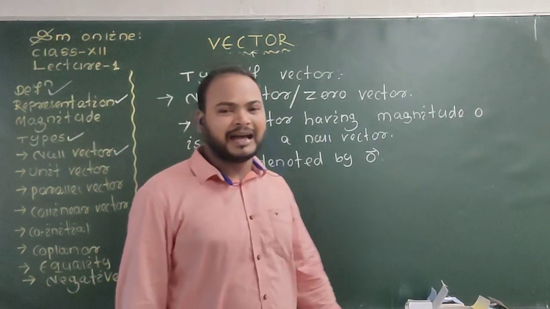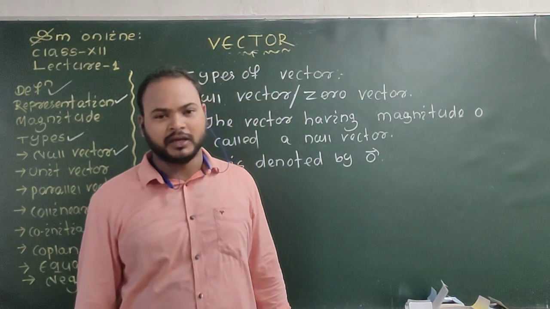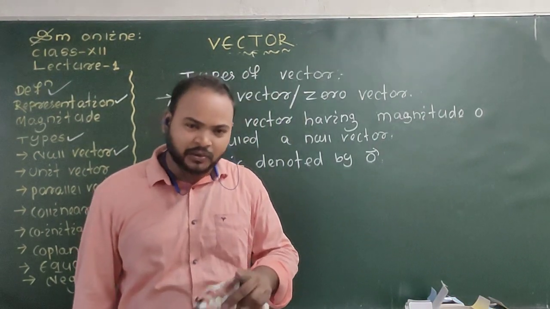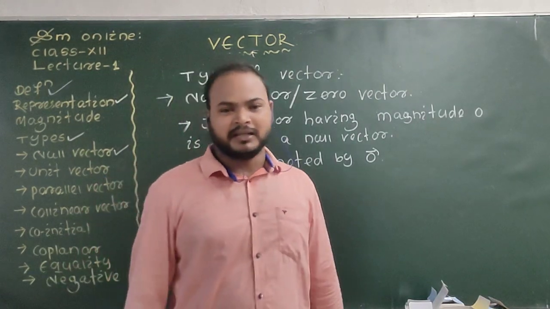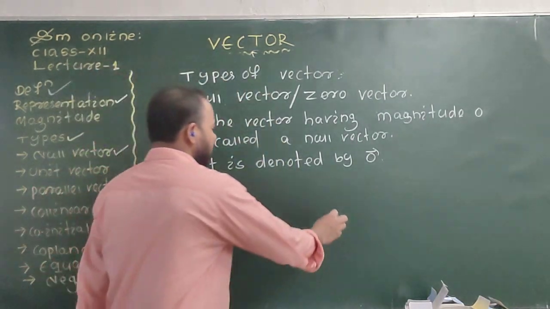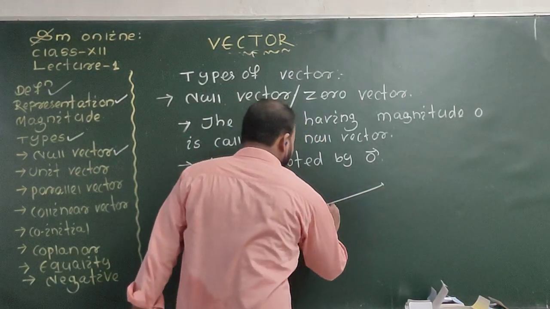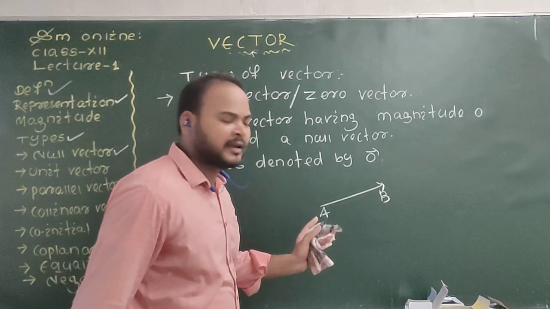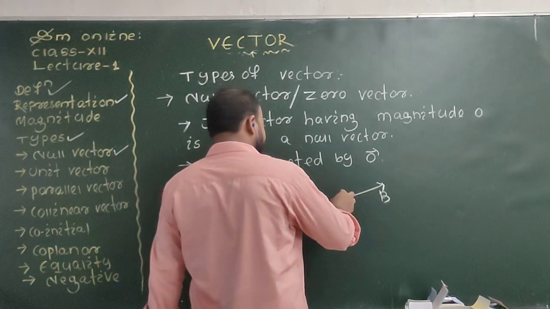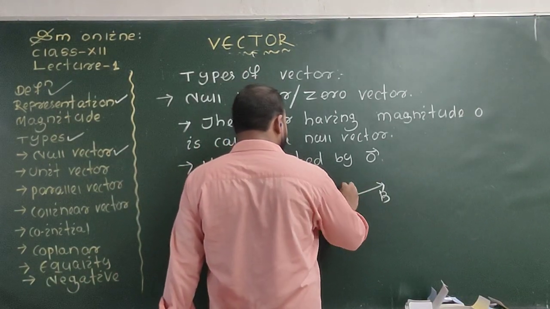That direction is called arbitrary direction. Okay. Since its magnitude is 0, then its direction is what? Arbitrary direction. Suppose this is AB vector, and let us consider the length is suppose 5 units.